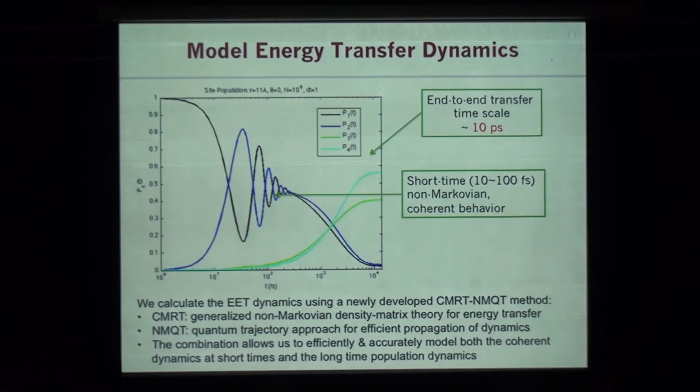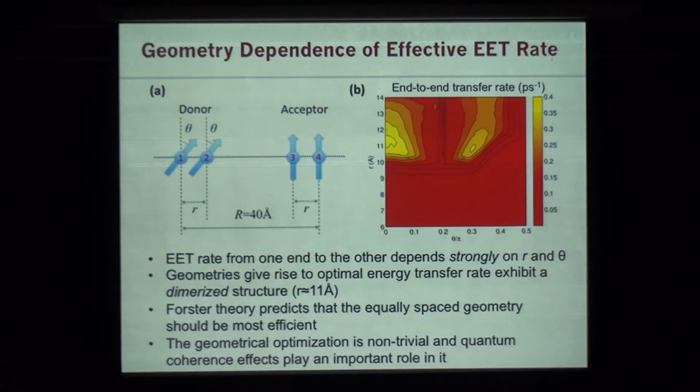We run this kind of simulation and record the rate of energy transfer into site 4, and this tells us the end-to-end transfer rate. And we plot this end-to-end transfer rate as a function of the intra-pair distance and this tilt angle. What's interesting here is, for an equally spaced system, you imagine the equally spaced system is 13.13 angstrom in this geometry. And it's not the optimal geometry. The optimal geometry occurs at around 11 angstrom over here.